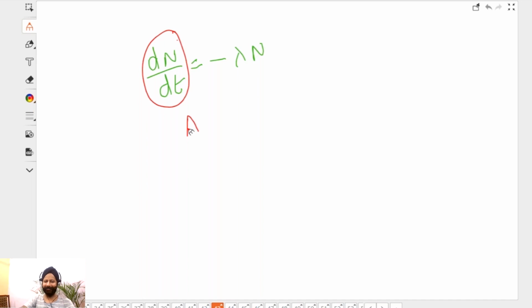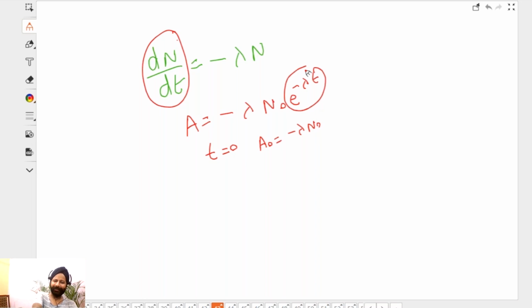So activity is equal to negative of lambda N, and N can be written as N naught e to the power minus lambda t. At time t equals 0, activity is minus lambda N naught, because when you plug in 0 here, e to the power 0 is 1. So minus lambda N naught can be written as A naught, the initial activity. As time passes, this is how it is related to the initial activity.